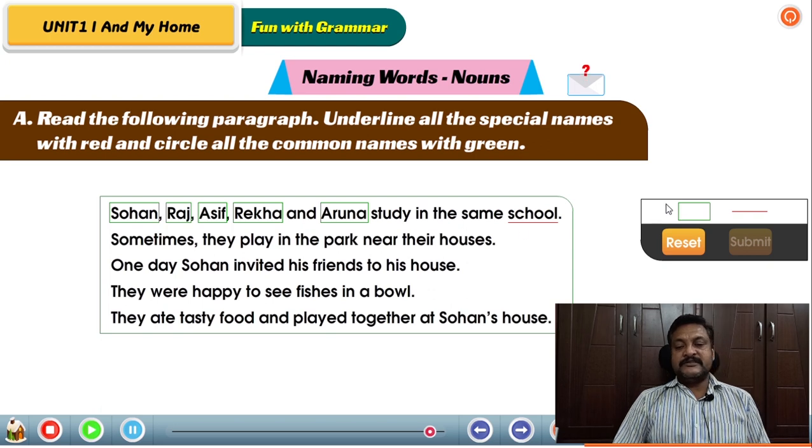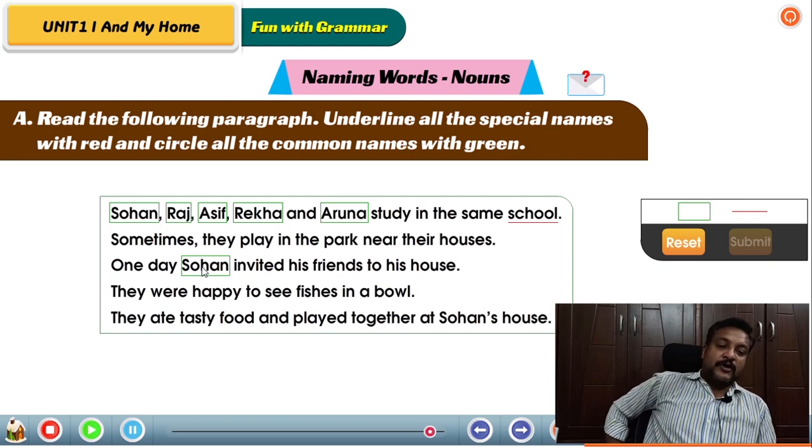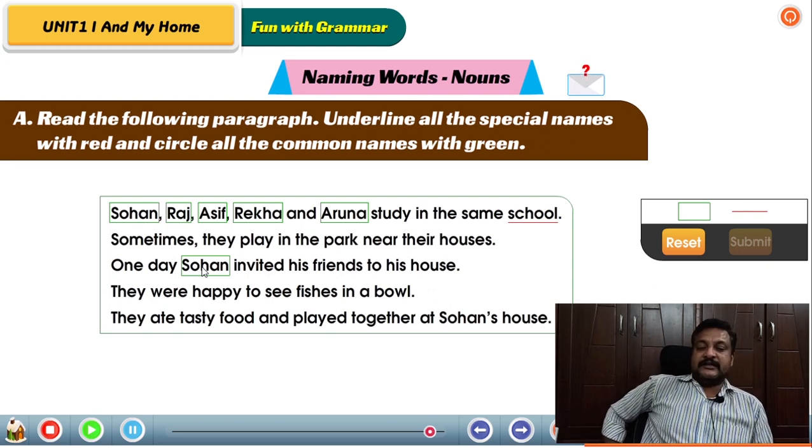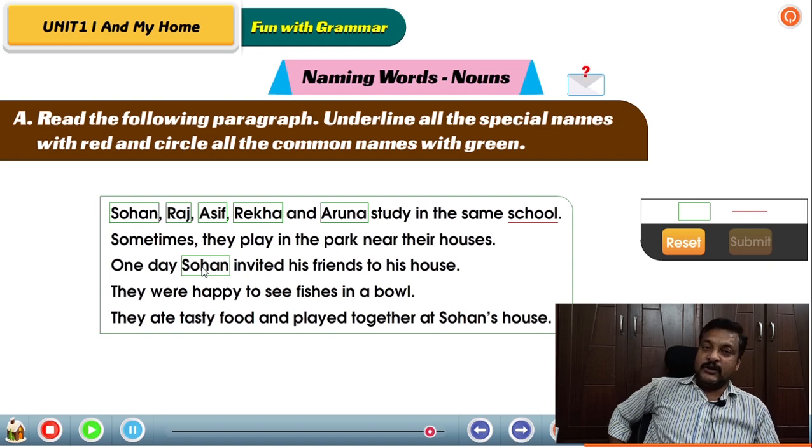One day, Sohan invited his friends to his house. Sohan is a proper noun. We have already done that in the first sentence, so we have put it there. Invited his friends. Friends again is a common name. We have to underline that. To his house. House is a common noun.